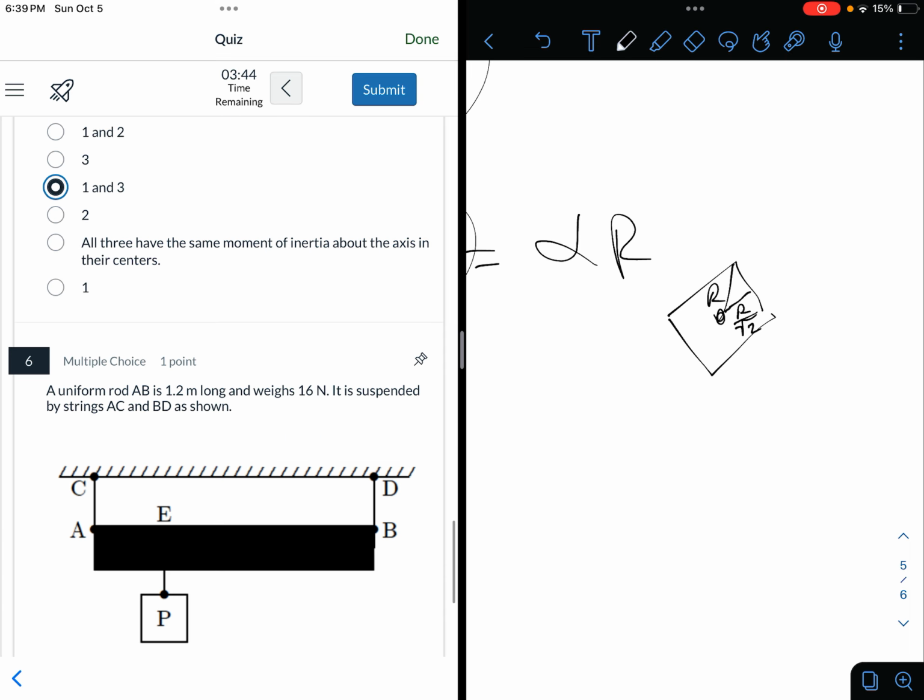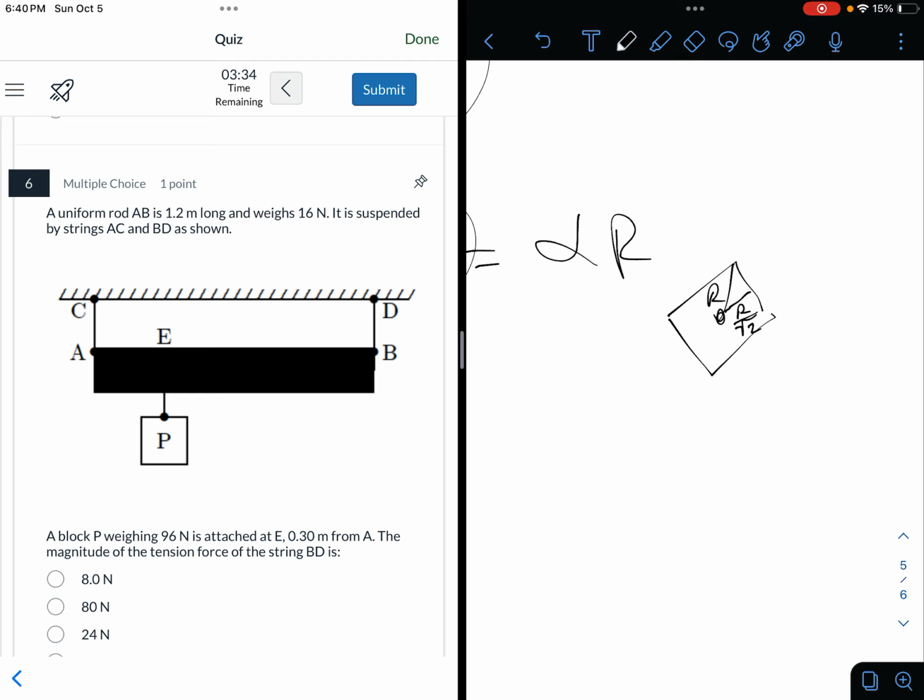This is a classic torque problem. We want to find the magnitude of the tension in the string BD. So we want to put our axis of rotation over here by CA. So we're going to have 96 newtons here. We're going to have 60 newtons here. And we're going to have the tension here. So these two forces are going to create torques in the same direction. This is going to create a torque in the opposite direction.